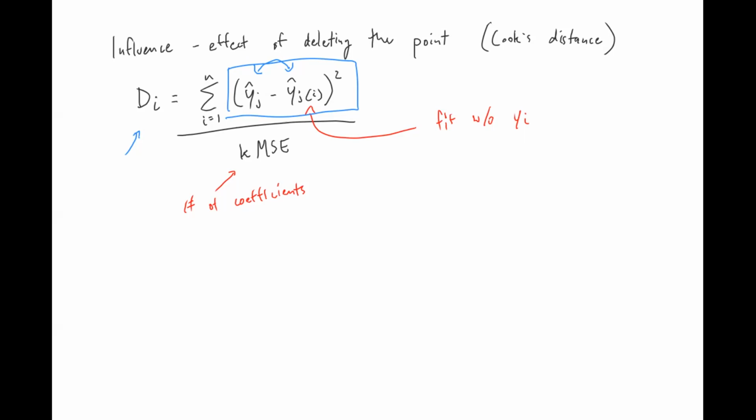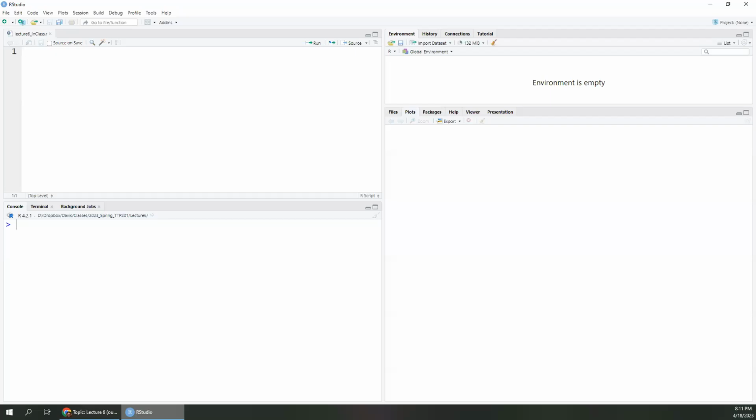Okay, so let's go to R and figure out how to implement this. I'm just going to quickly load a couple packages.